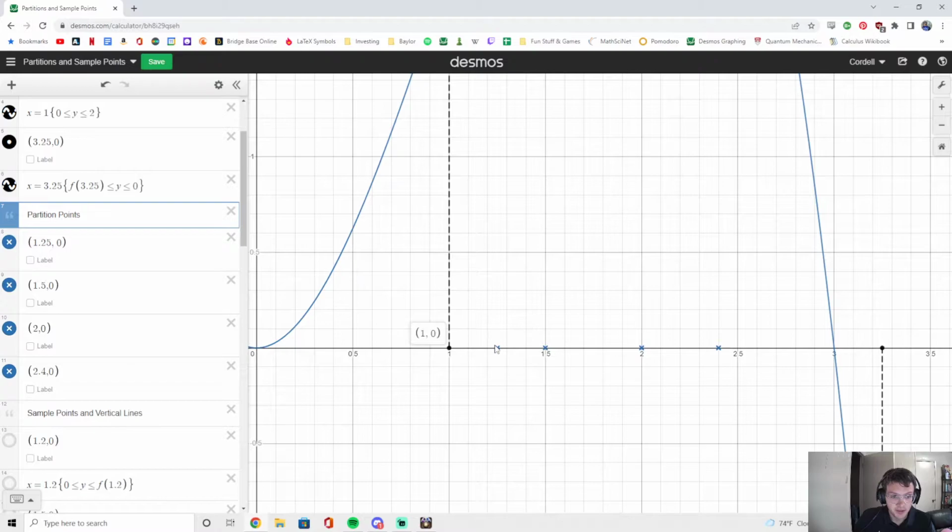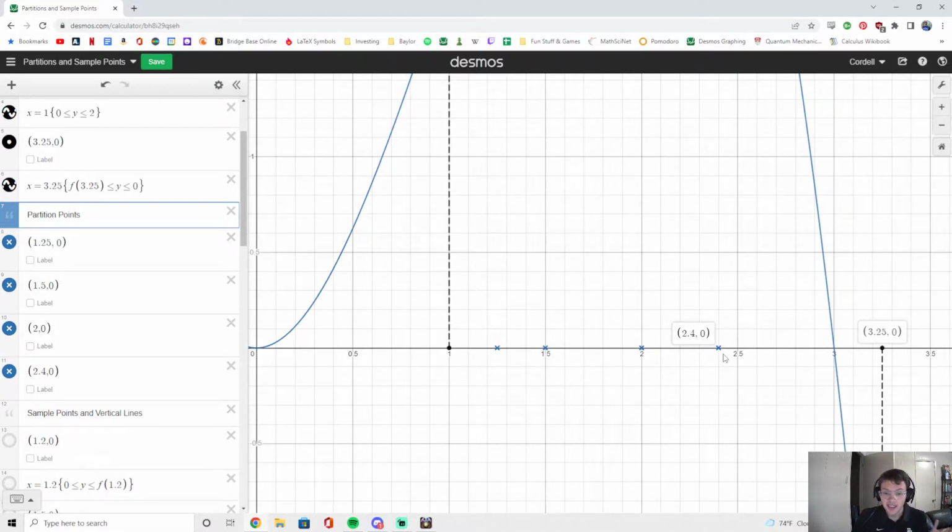Okay, the length of our first subinterval is just this right point minus this left point, so it's 1.25 minus 1. That means this interval has a length of 0.25. The length of our next interval is 1.5 minus 1.25. Again, this has a length of 0.25. The length of our next interval is a half, because 2 minus 1.5 is 1/2. This interval has a length of 0.4. And then this last interval has a length of 0.85, sorry, 0.85. And that's because 3.25 minus 2.4 is 0.85.